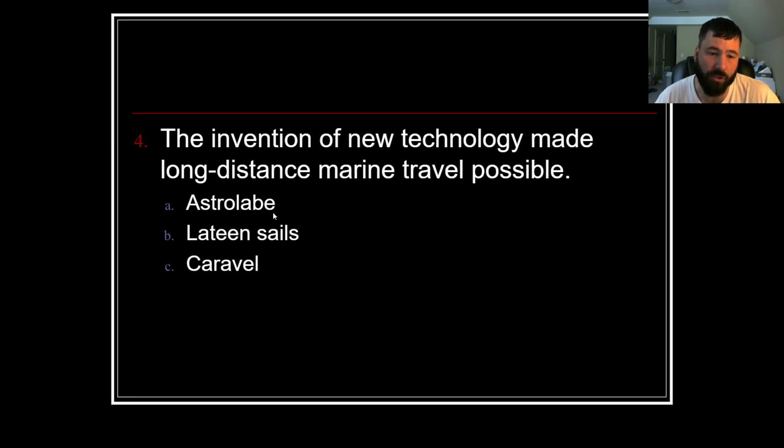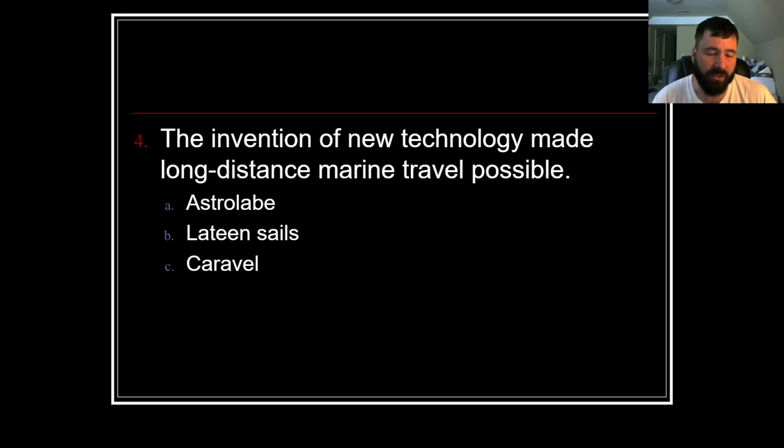All right, so we have the astrolabe, we have lateen sails, and we have the caravel. All right, what are these things? I think you all know what a compass is, but most of you don't know what an astrolabe is. And many Europeans didn't have access to compasses. But an astrolabe is a device where you can look at the position of stars to determine your location and the direction you're traveling. All right.